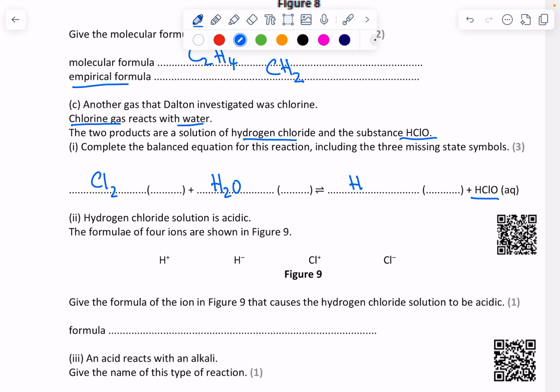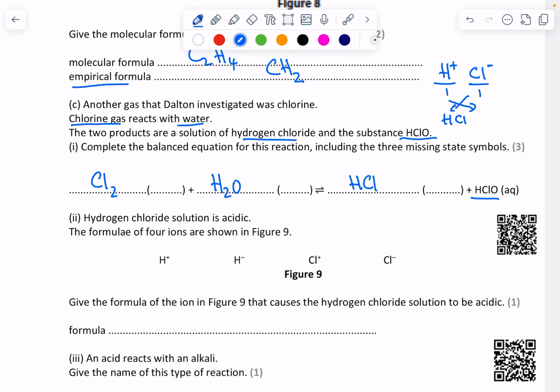Hydrogen chloride is HCl. If you don't remember that, if you go to your periodic table, you know that hydrogen is a positive ion and it wants to make one bond, and a chloride ion is a negative ion and it also wants to make one bond. So when you cross those over, hydrogen gets a 1, chlorine gets a 1, so it's HCl.